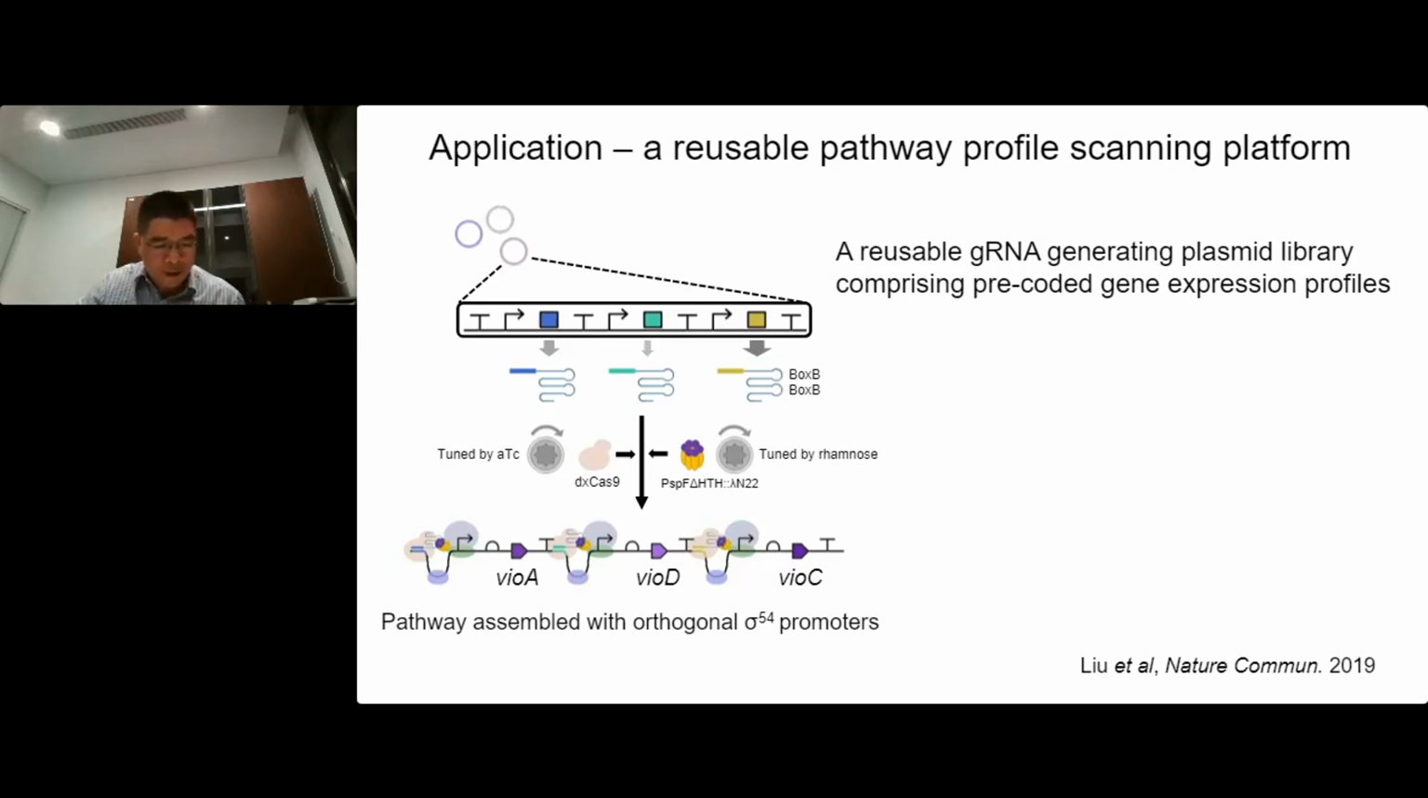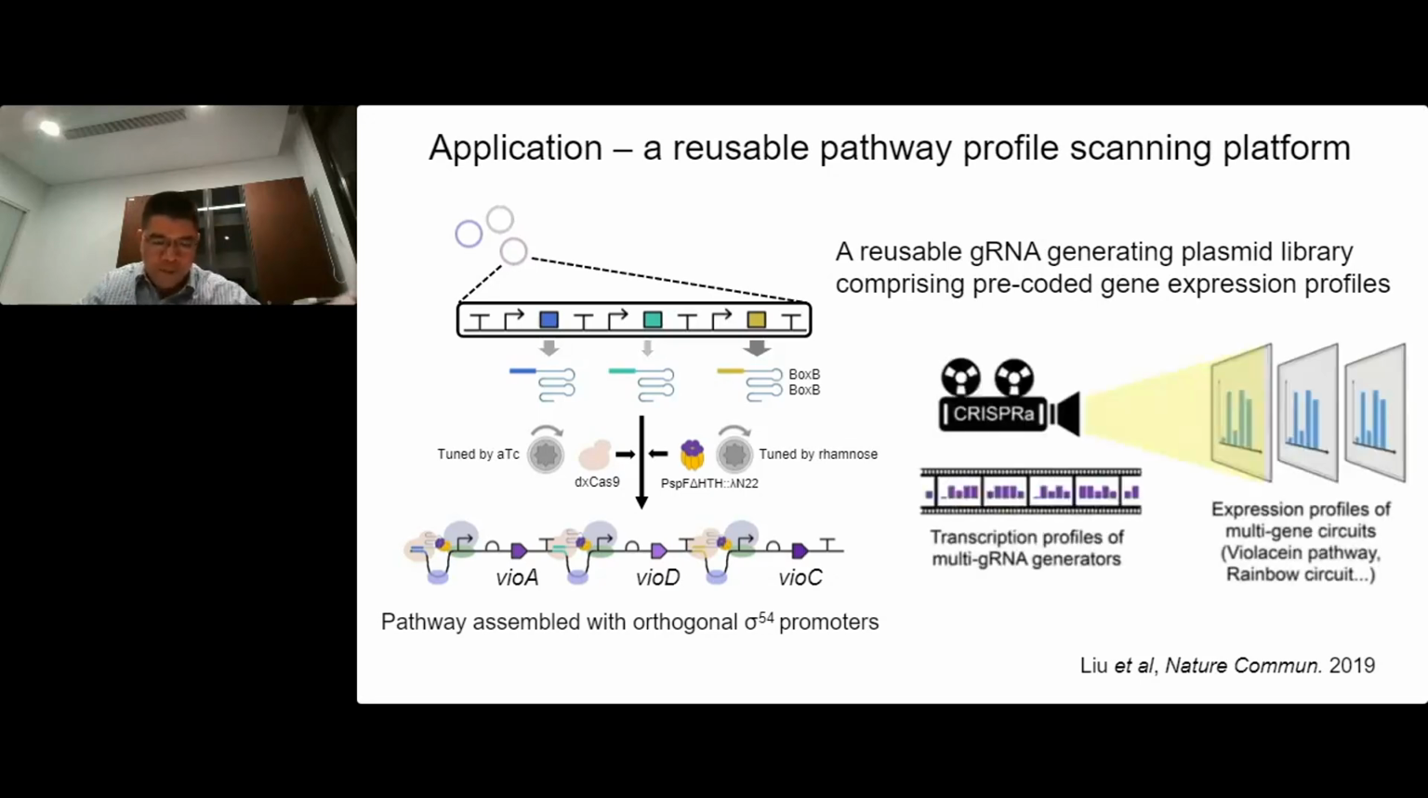The second, the target pathway only needs to be assembled once with designed orthogonal sigma-54 promoters for each pathway gene. By doing so, our CRISPR tool can project diverse transcription profiles carried on the multi-guide RNA generating plasmids onto the same multi-gene pathway, which can then be screened to identify transcription activation patterns with maximal production.